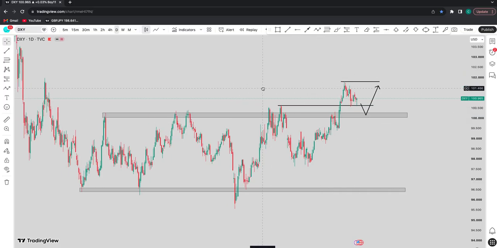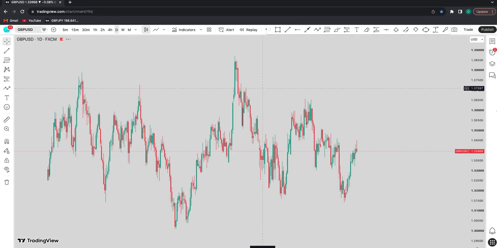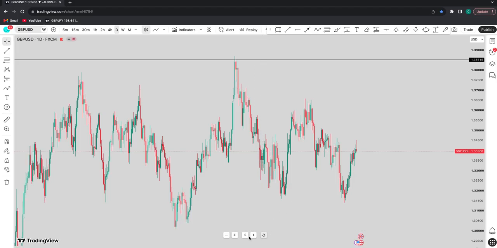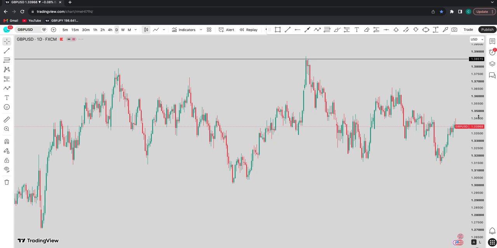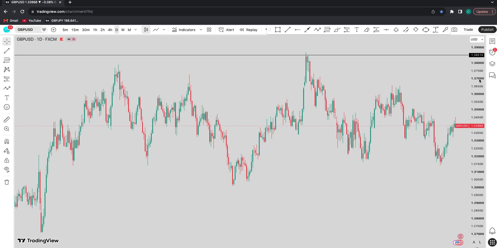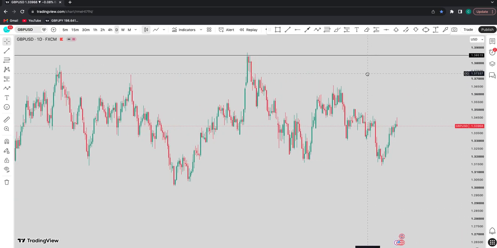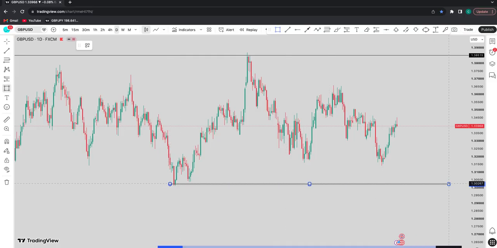The first pair we want to take a look at now is GBP USD. On GBP USD, we can see that the market is on a bearish move in the minor structure, whilst on the major structure we have a major low here. This is our major low.